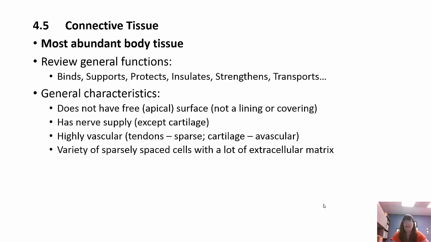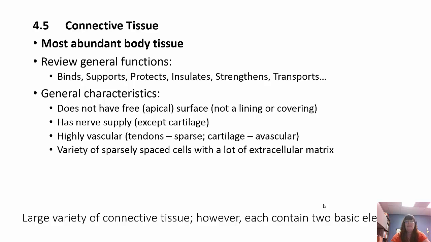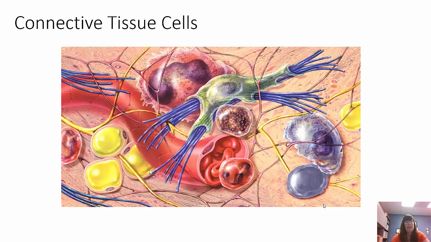Tendons, it's kind of sparse, and cartilage again is avascular, but all the other types of connective tissue are highly vascular. You have a variety of cells that are kind of interspersed throughout the tissue and a lot of extracellular matrix. So there's a large variety of connective tissue. However, all connective tissue have 2 elements. They have the cells and they have the extracellular matrix. So here's just a picture of connective tissue kind of showing you the different variety of cells that are there. The picture is actually in your book.